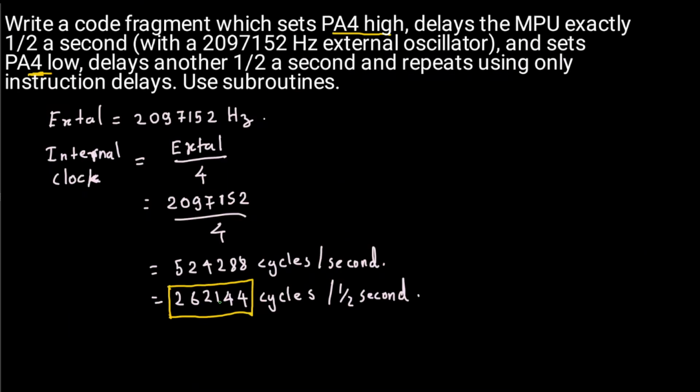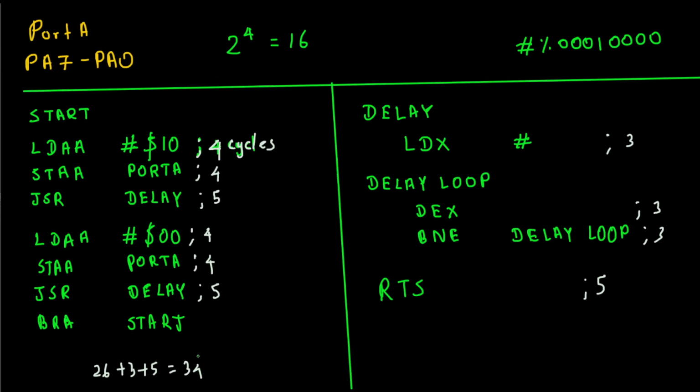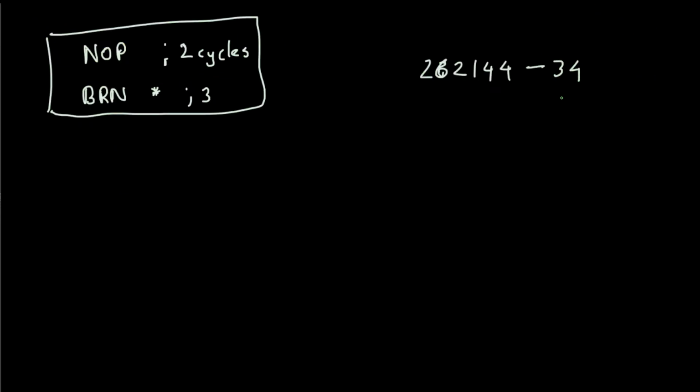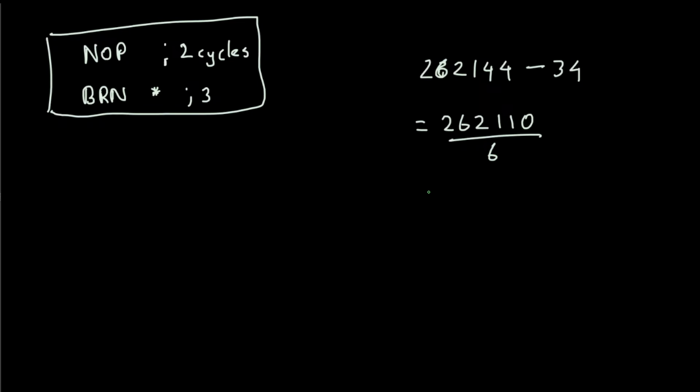And I grab this number, 262,144, and I subtract the ones that occur once, that's 34, and that's going to give me 262,110. And then I divide this by 6, because each time it runs the loop, it takes 6 cycles. I divide by 6 and see if I am getting a whole number. If I get a whole number, I'm good. If I don't get a whole number, then I use one of these to adjust to get the whole number.